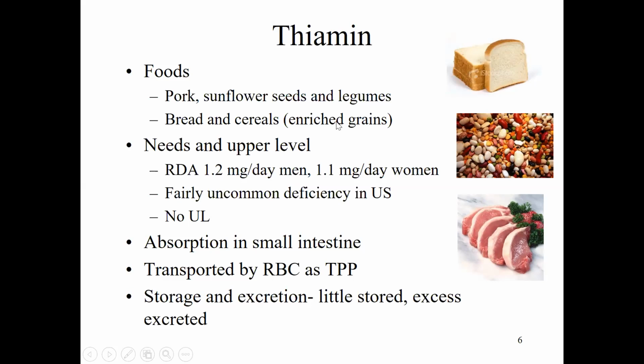I just want to point out that this is enriched. So in the United States, to avoid certain deficiencies, when we process our grains, a lot of the nutrition gets removed. An enriched grain is one where the nutrition has been added back, and thiamine is one of those B vitamins that is added back. So when you eat bread and cereal and pasta, at least in the United States, it will have a pretty good source of thiamine in it.